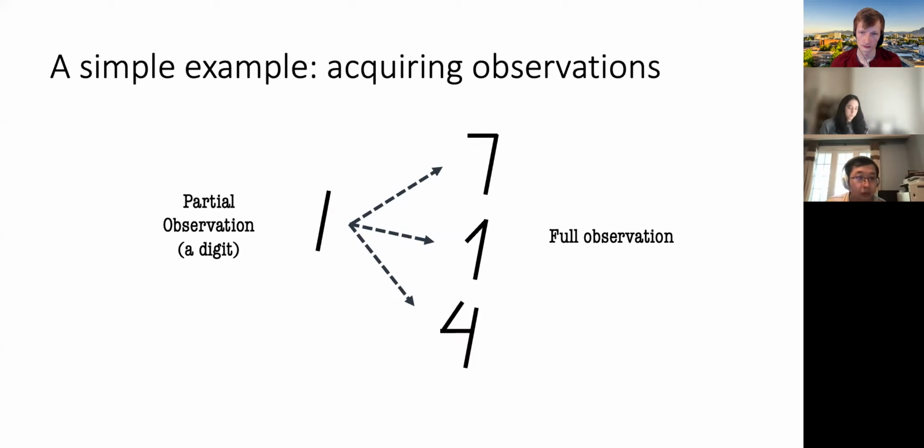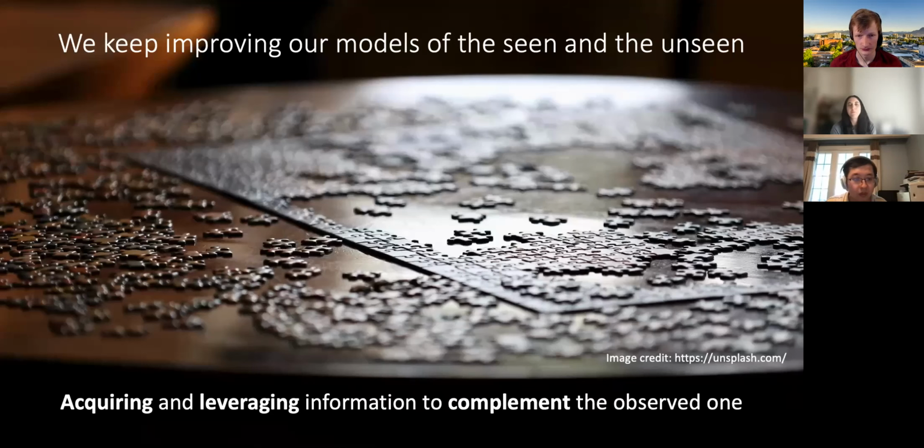So if we go back to our simple example from the beginning, if we collect additional information, say that we have this example and I give you this additional stroke in the partial observation, then the number of possible ways in which we can complete this partial observation reduces. And in this case, I guess we could all agree that the most likely completion would be the digit number 7. So we keep improving our models of the seen and the unseen by acquiring and leveraging information that complements the information that we previously had.